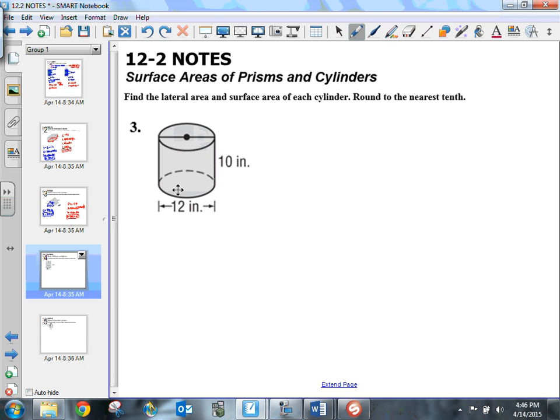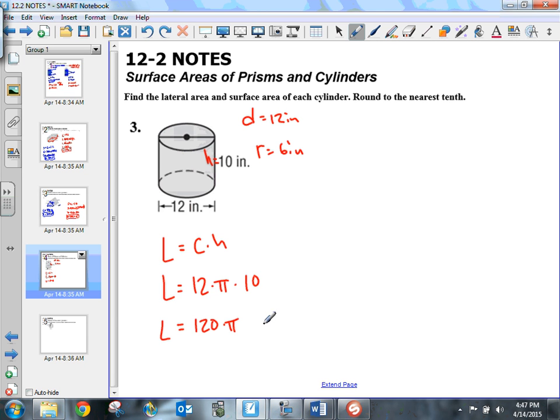But what I know about this is that the diameter of this figure is equal to 12 inches. Okay, so if my diameter is 12, and that's the distance from here to here, then my radius is 6 inches. So if I wanted to find my lateral area, then I would do the circumference times my height. My height is equal to 10. So I would really just do 12, my diameter, times pi, which is 12 pi, and then times the height, which is 10. So I would end up getting 12 times 10, which is 120 times pi.